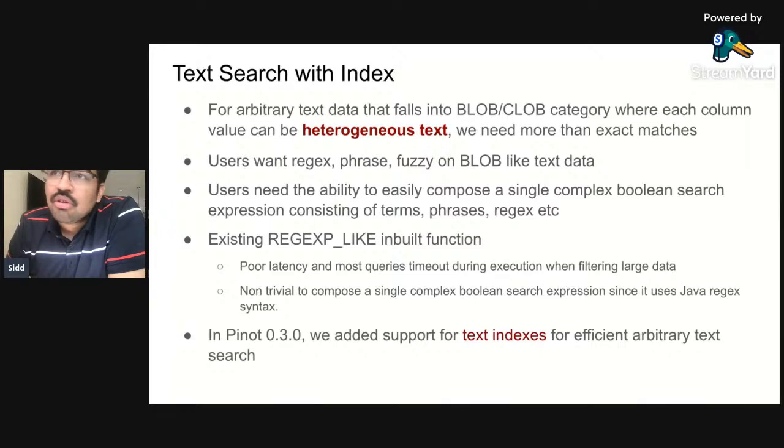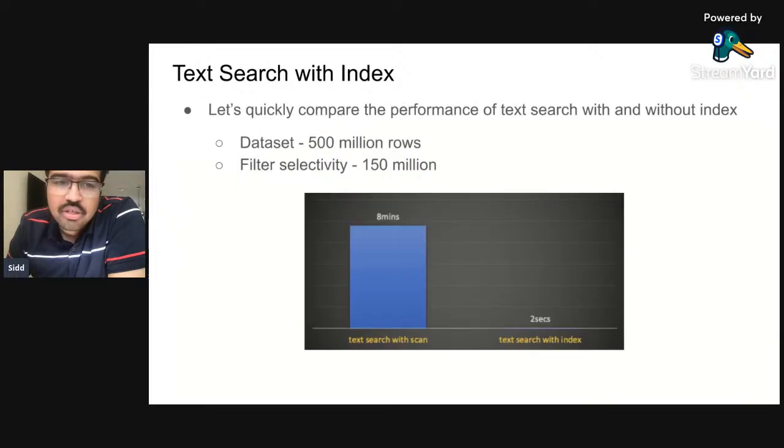So that's why, keeping all of these requirements and use cases in mind, we added support for text indexes for efficient arbitrary text search in the Pinot 0.3 release. Let's quickly look at the performance of text search with and without index. It's the same data set, 500 million rows. It's not a highly selective data set. The selectivity is pretty low.